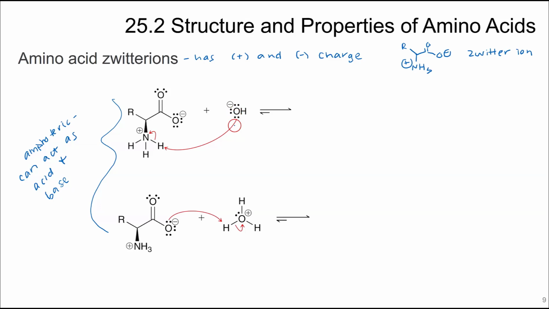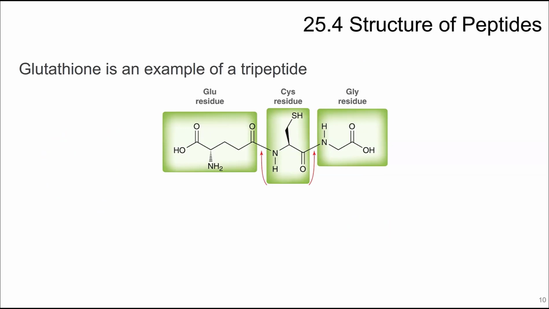So the OH minus here can grab a proton off of the amine group, and we're left with NH2 and the OH minus here plus water. Or the carboxylate oxygen can grab a hydrogen and become protonated. So in the negative form or this positive form, neither of these are now zwitterions because they don't contain both of the charges. So we're going to move into peptides.